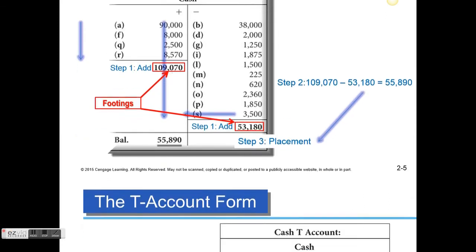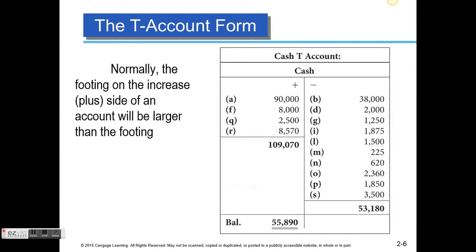So again, just our T account form. This is a footing. We double underline when we've got our balance, because that indicates that that is the final number.